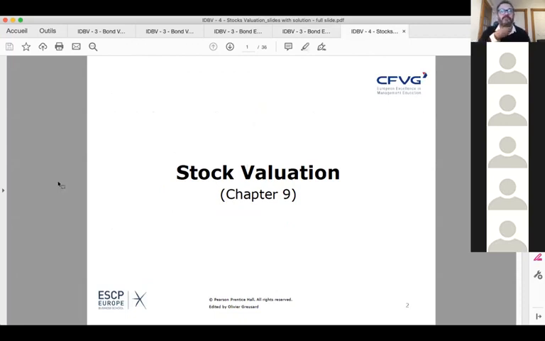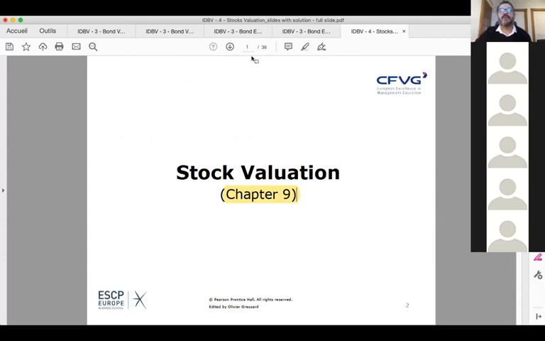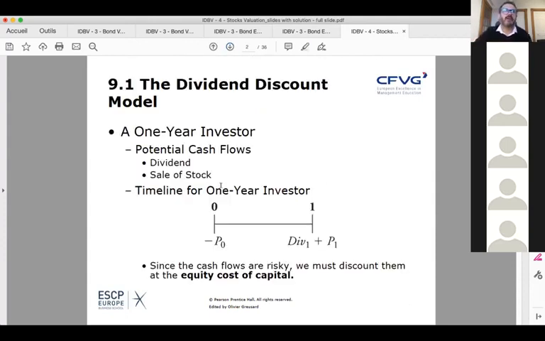So stock valuation, chapter 9 of the book. Okay. So again, as I was saying, we have the same pattern, but with different names now. So in this chapter, we're going to use some theories and apply them, okay?